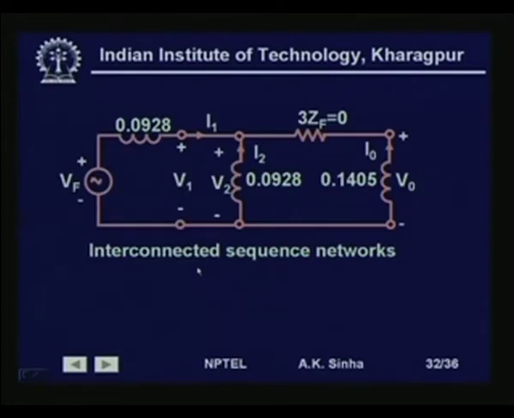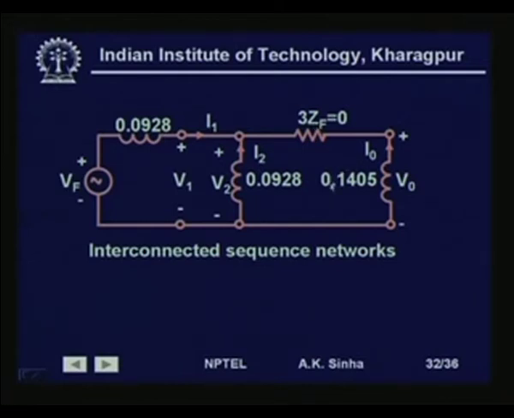Now, we connect these networks as we have shown: V1 and V2 in parallel, and V0, that is Z0 and 3ZF in series, connected in parallel with that. So, this is what we get, VF. This is the positive sequence impedance, this is the negative sequence impedance, this is 3ZF, and ZF is 0.